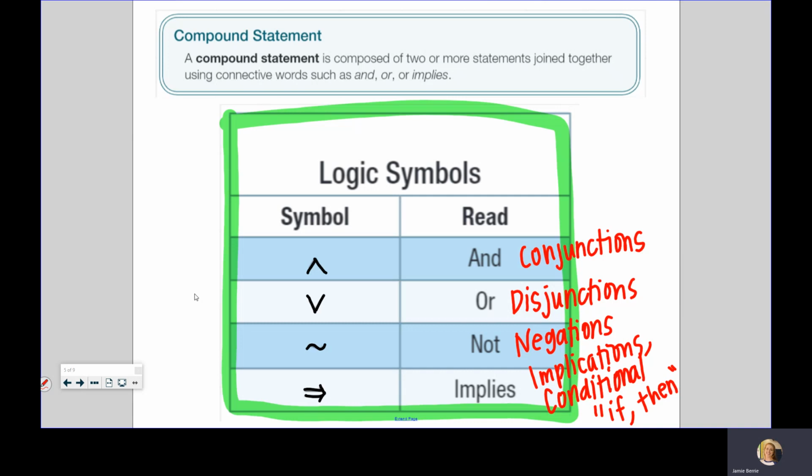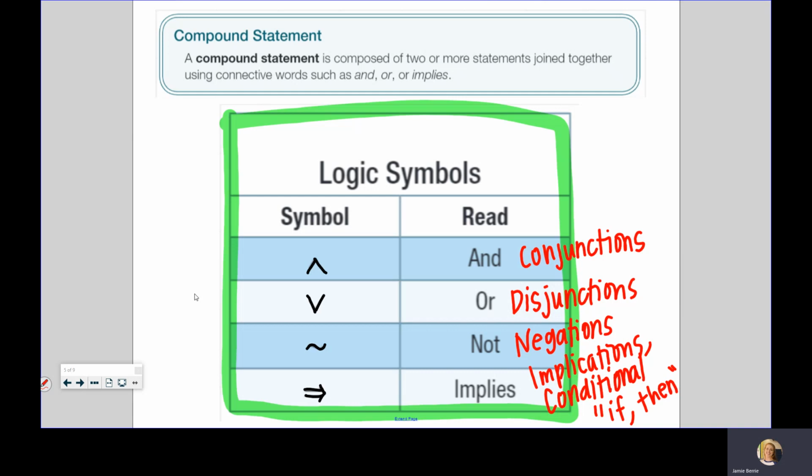Statements that use this symbol, the little arrow, are often written in the form if, then. I'll remind you of what these words mean as we go through the chapter. I'll keep reminding you that the and statements are conjunctions, or statements are disjunctions, that kind of thing. So let's look at some examples. I have 3 examples from the homework, and one that I took out of the textbook, so we can practice using all of these symbols.